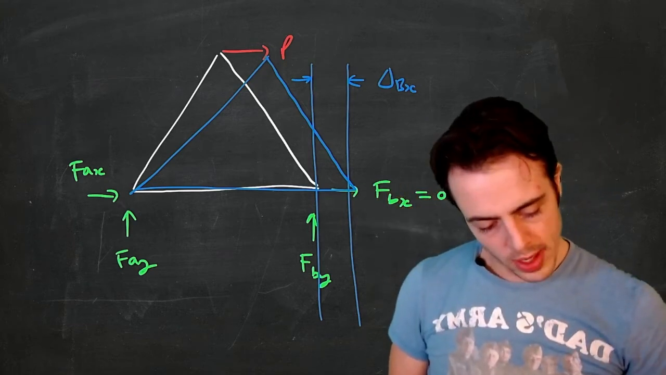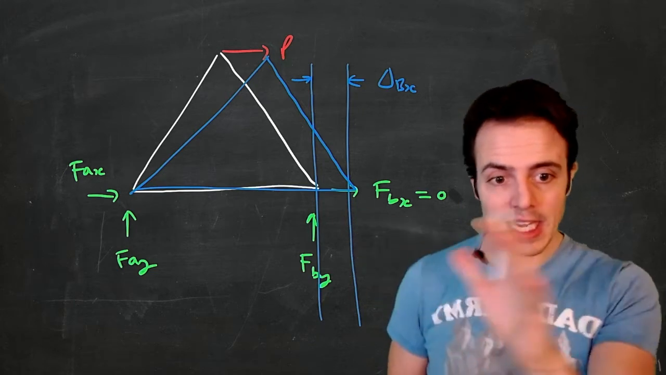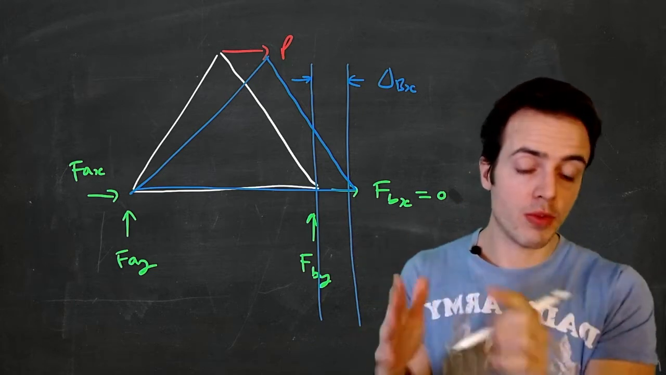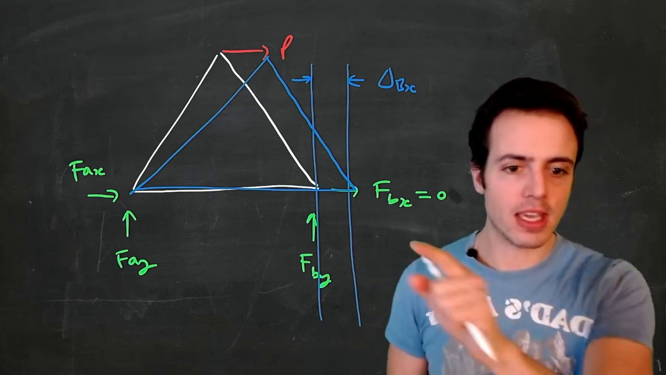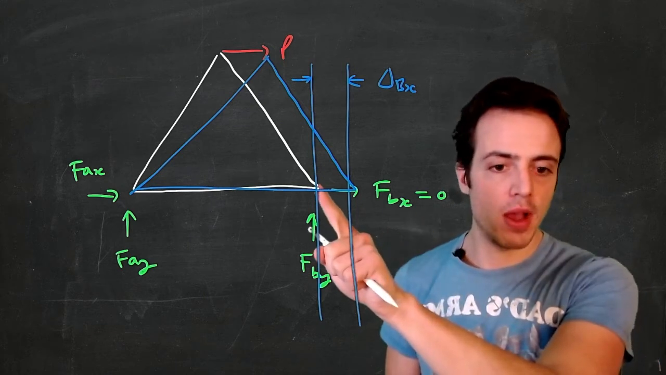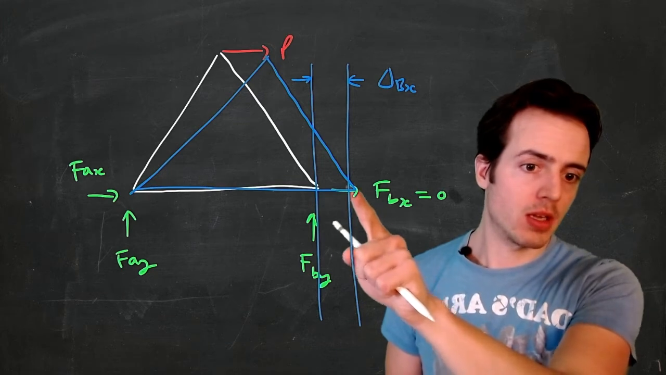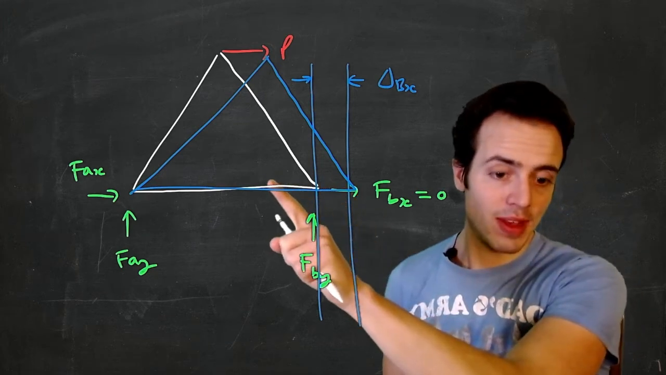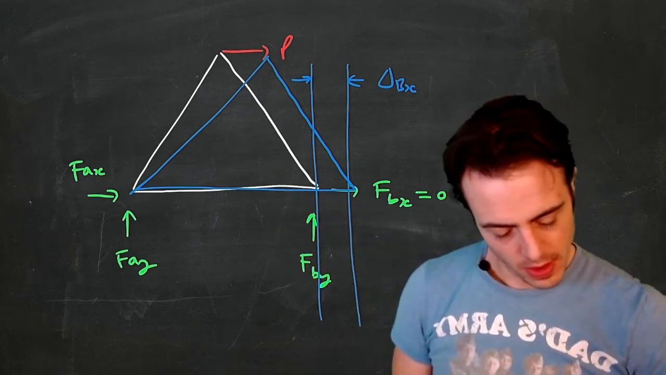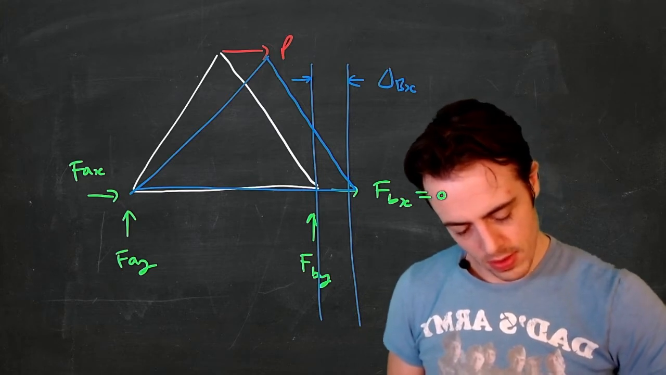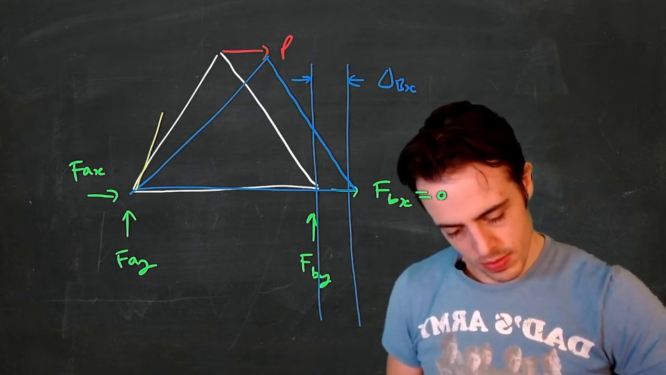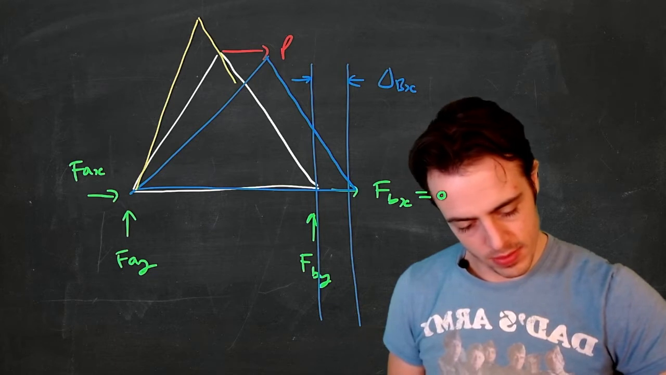So we're going to assume that the structure is linearly elastic, which means that if we need 10 newtons to move a certain distance this way, 10 newtons will move it the same distance the other way. So let's draw this up here, for example.